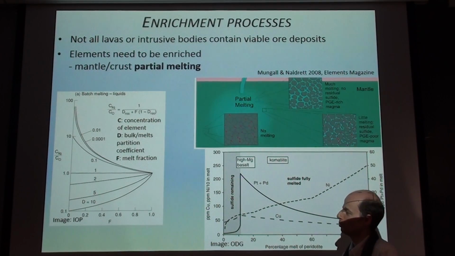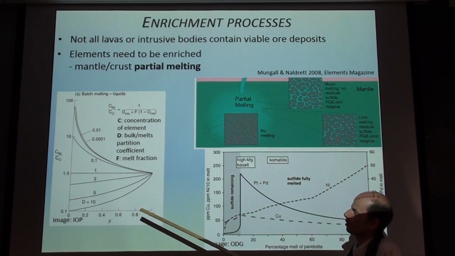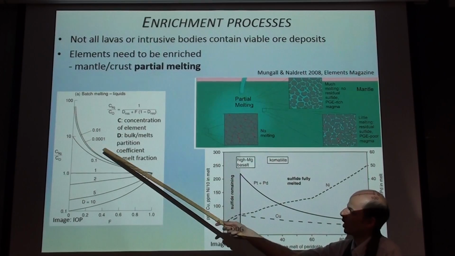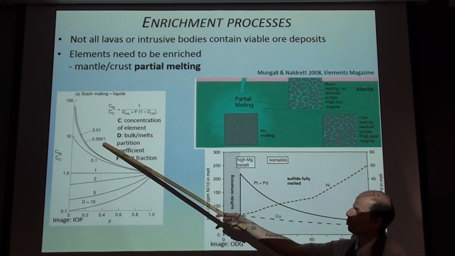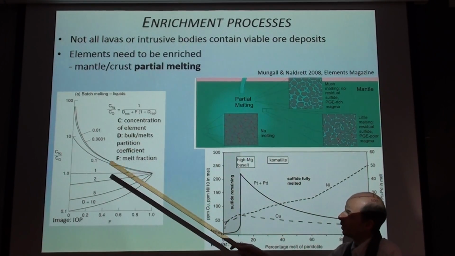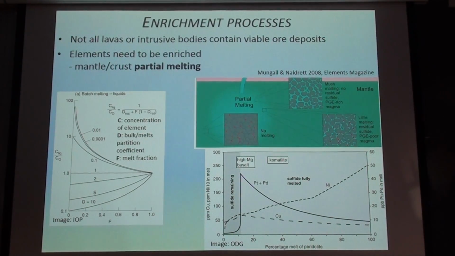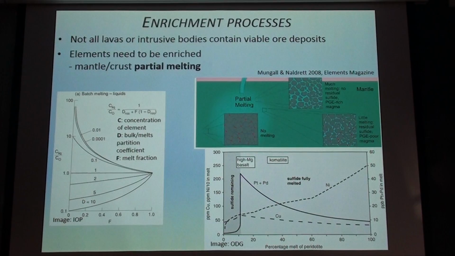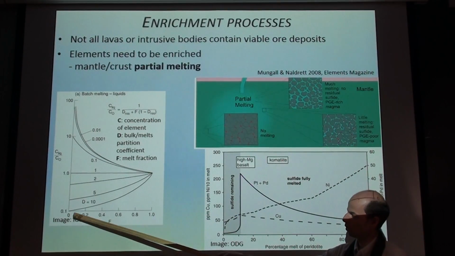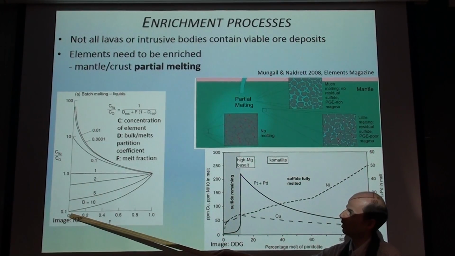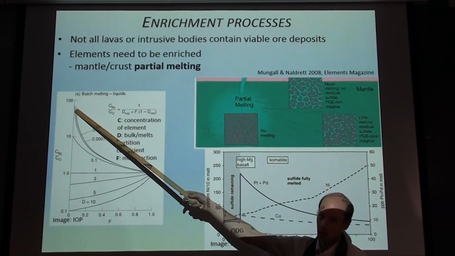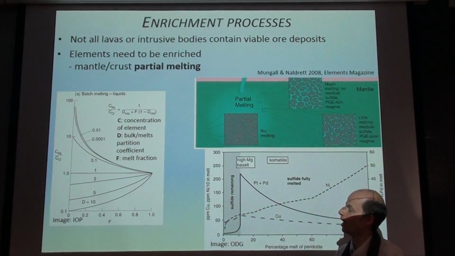I don't need to go into too much detail, but just to explain these curves: if the distribution coefficient is very small, it means that the particular element does not like to remain in the solid phase. So as soon as we start melting, it basically goes into the melt. And that's why for low degrees of melting, the concentration in the liquid would be very high.